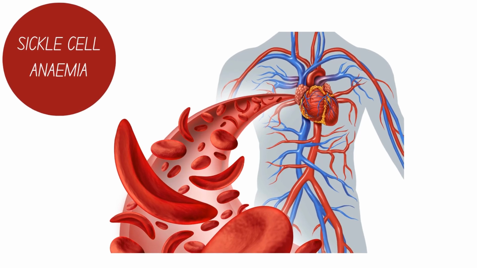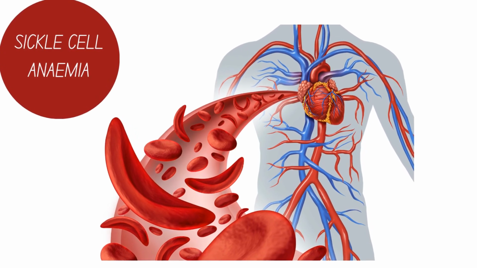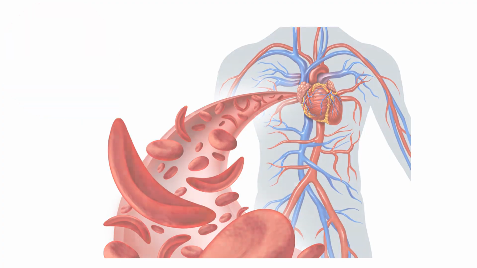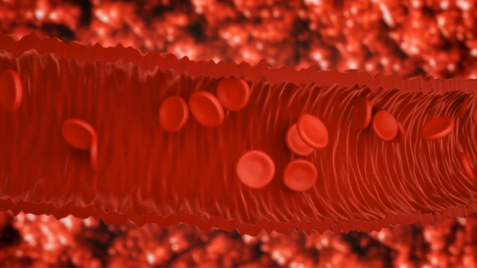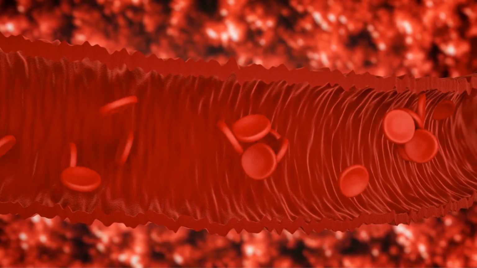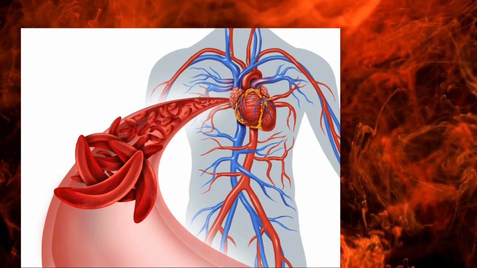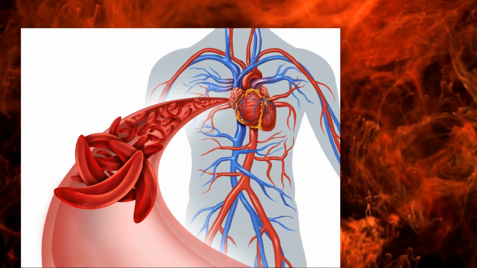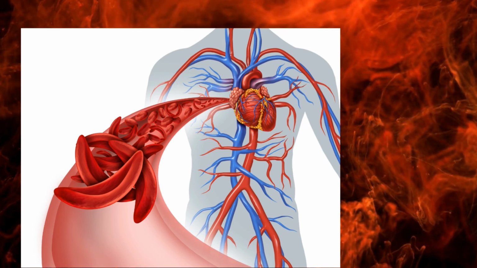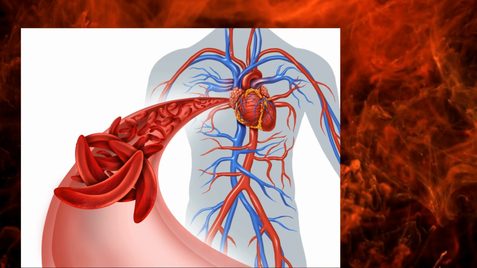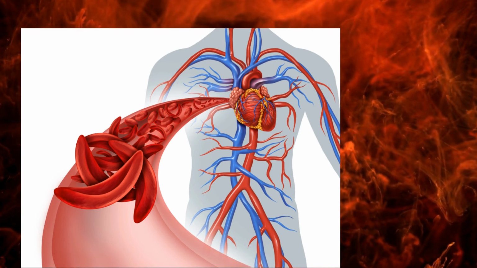Sickle cell anemia is one of a group of inherited disorders known as sickle cell disease. It affects the shape of red blood cells, which carry oxygen to all parts of the body. Red blood cells are usually round and flexible, so they move easily through blood vessels. In sickle cell anemia, some red blood cells are shaped like sickles or crescent moons. These sickle cells also become rigid and sticky, which can slow or block blood flow.